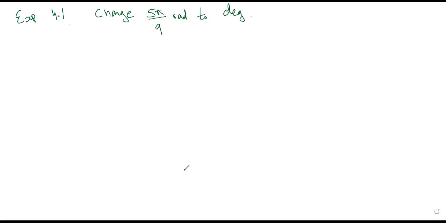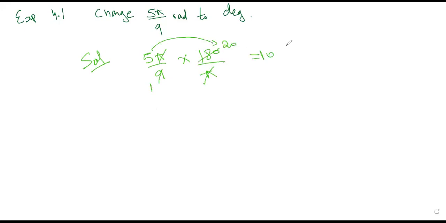By multiplying what? 180 by pi. So the answer would be 5 pi by 9 multiplied by 180 by pi. Pi and pi cancel. 9 1 times is 9, 9 20 times is 180, and the answer is 5 into 20. 5 into 2 is 10, and then we have 0. It is 100 degrees, right?